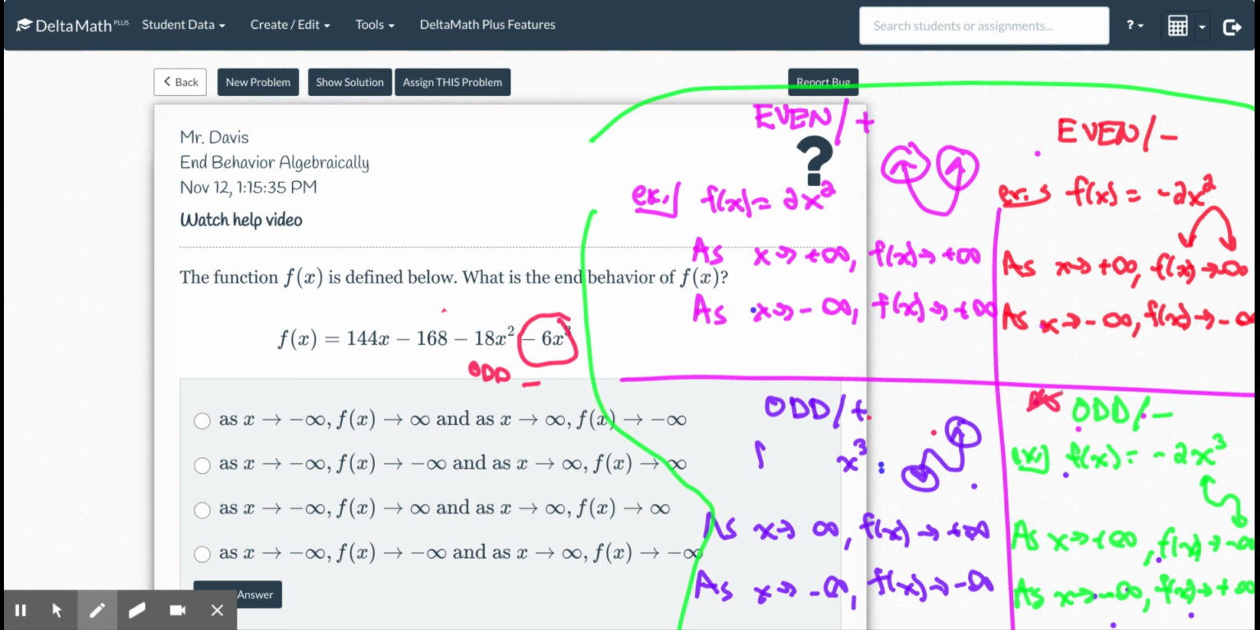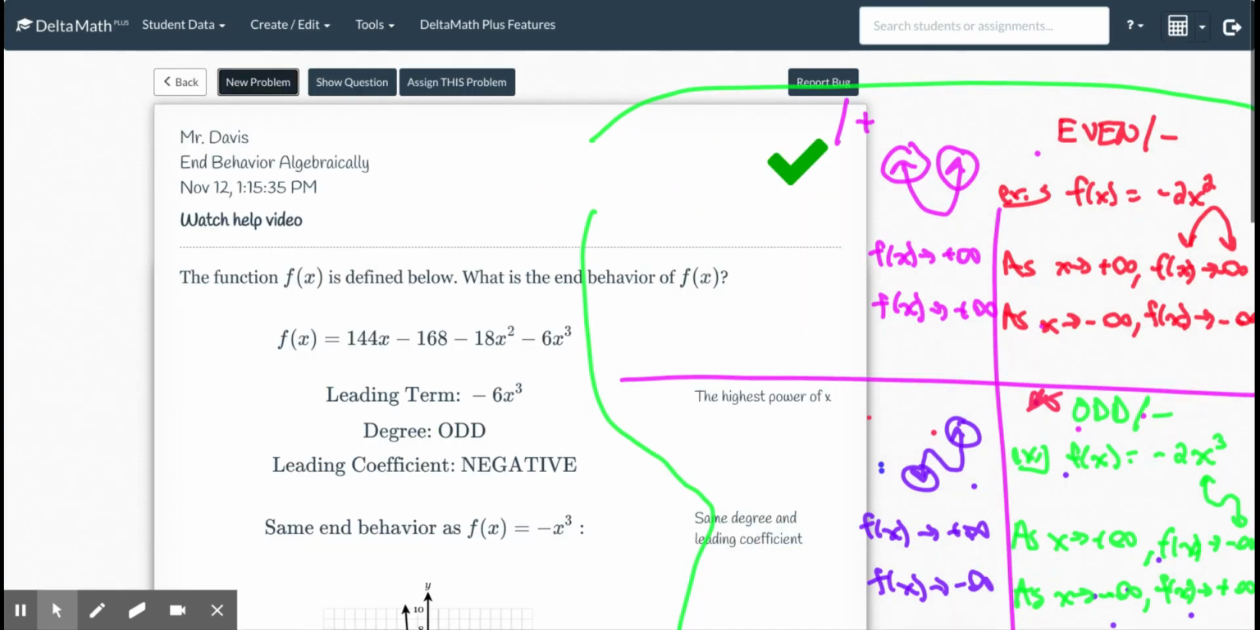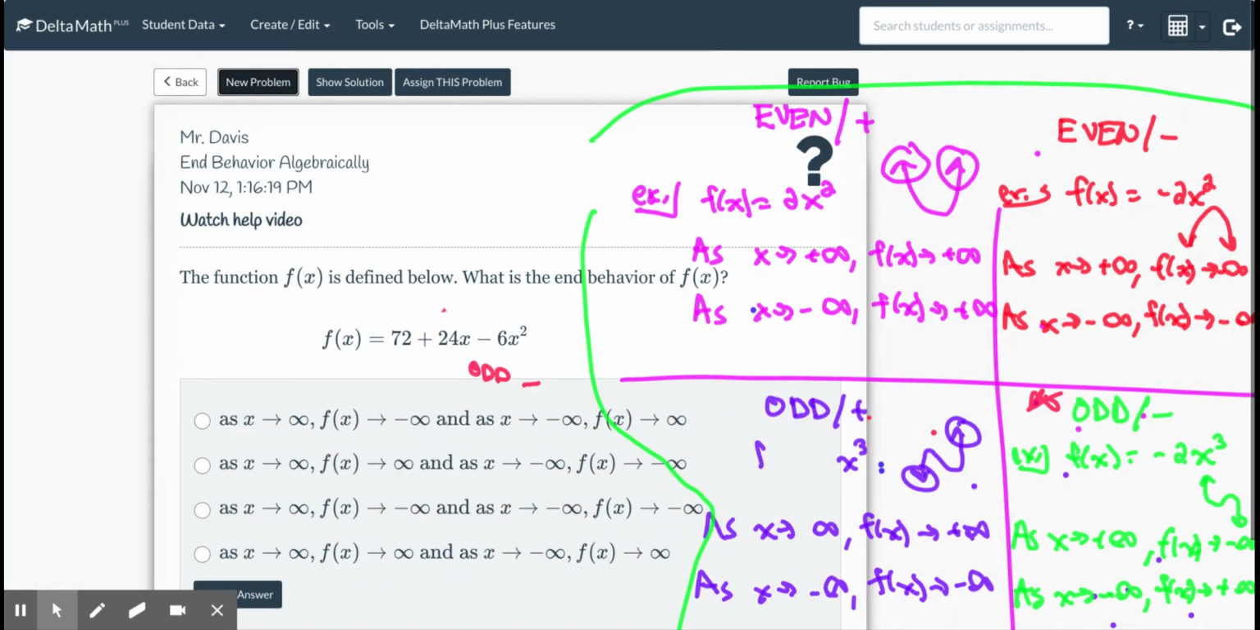All right, so let's identify the correct one there. So let's see, this one looks like that one, right? Negative goes to positive, and positive goes to negative. All right, and last one, why don't you go ahead and try this one?